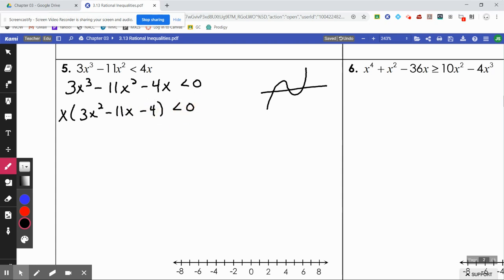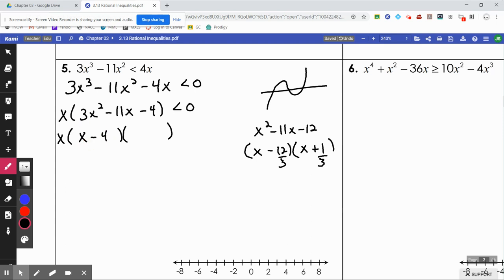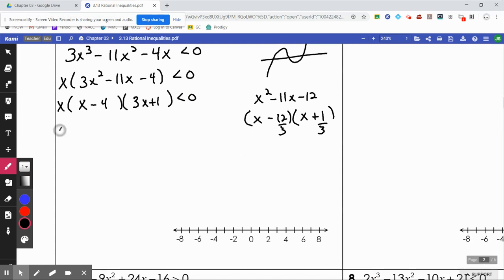We're going to use slip and slide. That'd be x squared minus 11x minus 12, two sets of parentheses, x and x, a negative 12 and a positive 1. Divide by the 3 that you moved, and you now have two sets of parentheses, x minus 4, because that does divide, and 3x plus 1. So your zeros here are 0, 4, and negative 1/3.